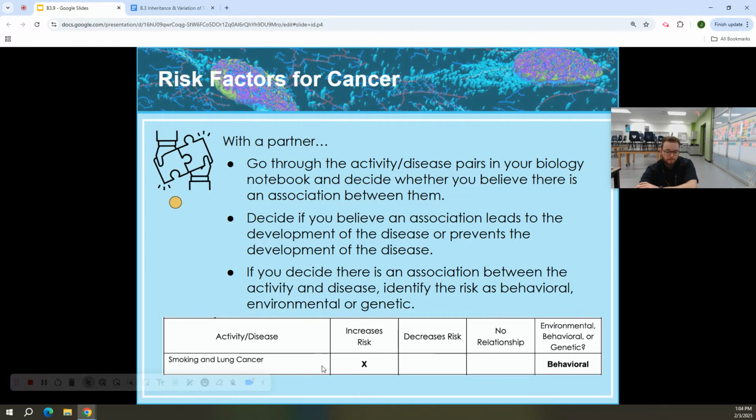So in our first example, we have smoking and lung cancer. My activity is smoking, my disease is lung cancer. I need to choose with my partner or my table members if I think that smoking increases the risk of lung cancer, if it decreases the risk of lung cancer, or if they have no relationship. Smoking does not increase or decrease my risk. It's completely unrelated. Those are my three options. Then if I choose increased risk, I'm going to say that smoking is a behavioral risk factor, because smoking is a choice that I make every day, a behavior that I'm consciously deciding to do. So it would be a behavioral risk factor.